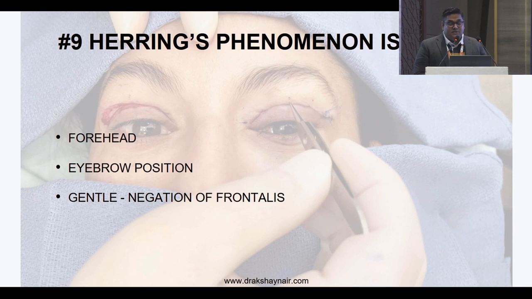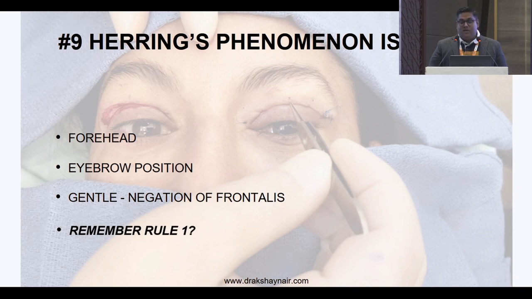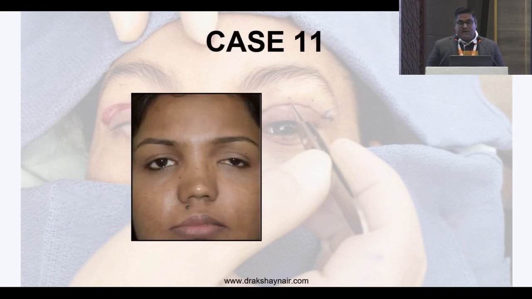Hering's phenomenon is real, and you have to counsel the patient and check for the eyebrow position and gently negate frontalis. Patients may say, I don't have ptosis in both eyes, it's only one eye. But if you've got photos to show that, it helps.